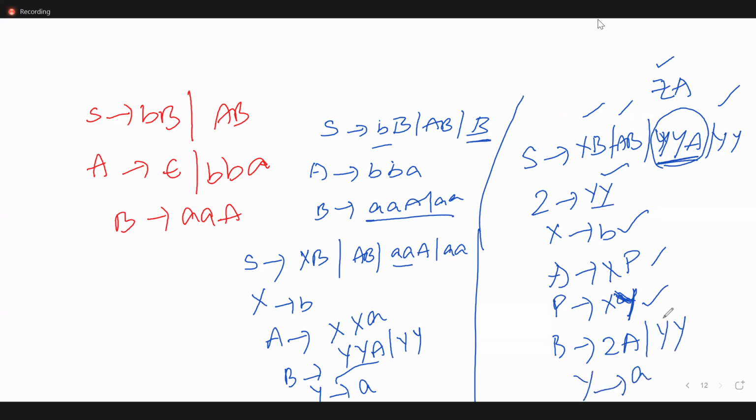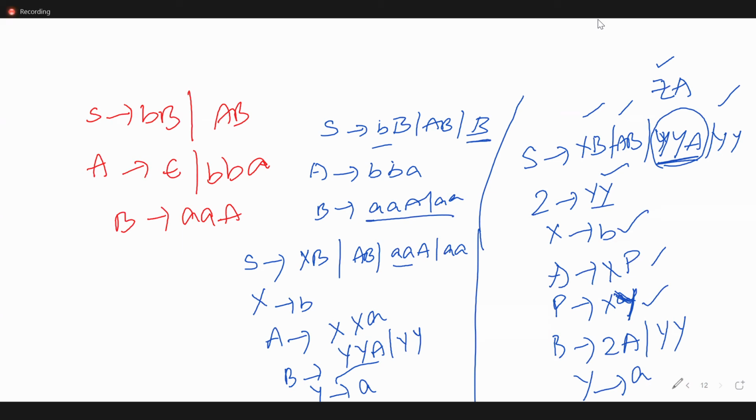Y tends to A. Am I clear with this? Yes or no? Yes, ma'am. This is nothing but the CNF concept. I think I'm clear with this CNF. Those who want to note down, you can note down. Tomorrow in the next session, we'll see GNF.